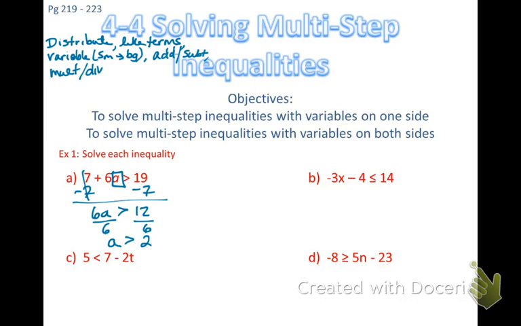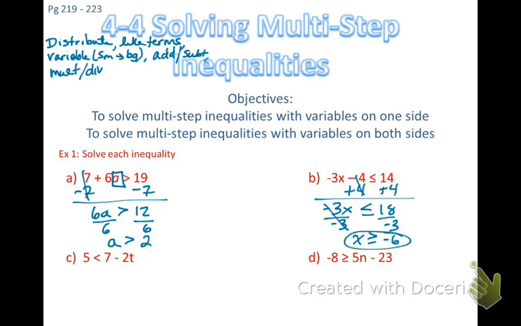B. No distributing, no like terms, no variables on both sides. So we go to adding and subtracting. Well, negative 3 is multiplying to x, so what is subtracting is the 4. So I'm going to add 4 to both sides. So it's negative 3x is less than or equal to 18. And then I'm going to divide by negative 3. This time I divided by a negative, so it's going to be x is greater than or equal to negative 6.